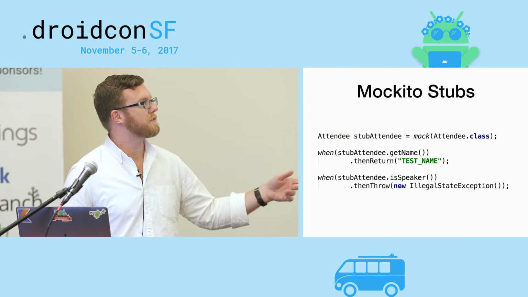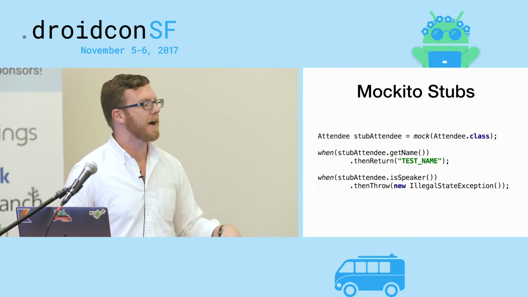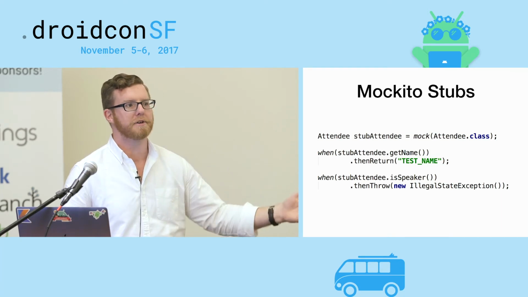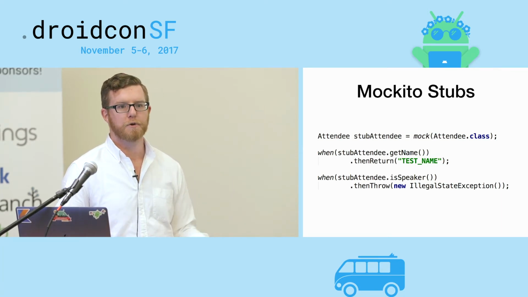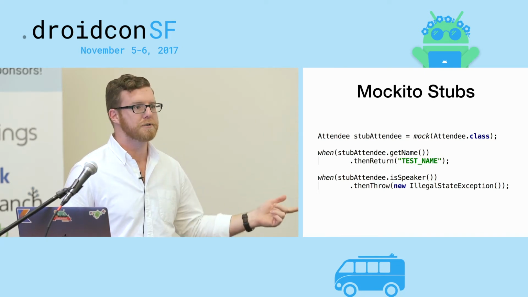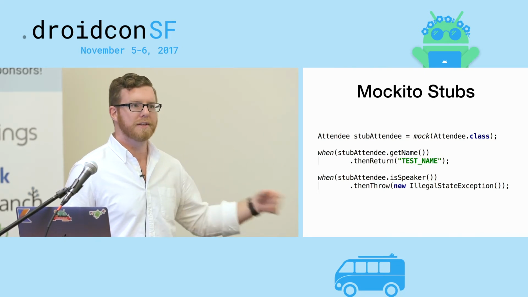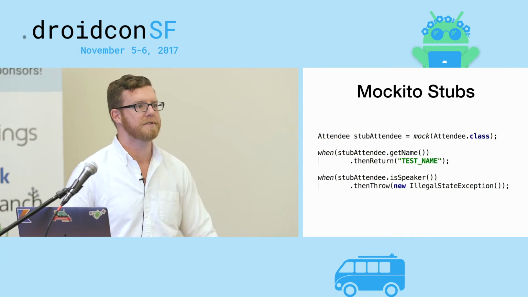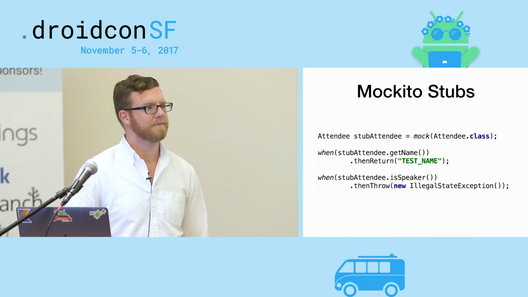Now the exact syntax for that, they use a when then return syntax. So when this method is called, then return this data. That is for the responder type of stub, but if you want a saboteur, there's also a then throw. So you can say, hey, when this method is called, let's throw this exception so we can test that error condition.